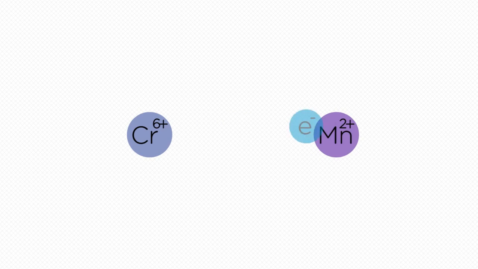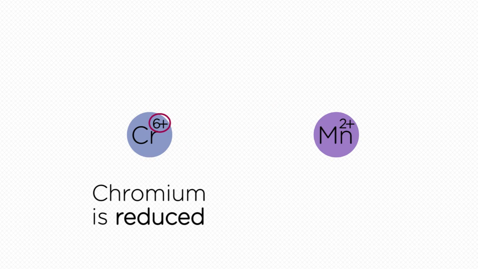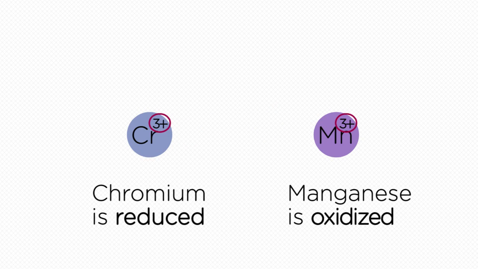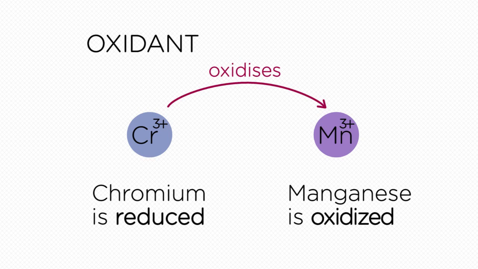When a highly charged metal, like Cr6+, reacts with a less highly charged metal, let's say Mn2+, it takes electrons. Chromium is reduced and manganese is oxidized. If we look at this from the perspective of chromium, chromium is doing the oxidizing, making it an oxidant. In the same way, manganese reduces chromium to Cr3+, which is a stable oxidation state.